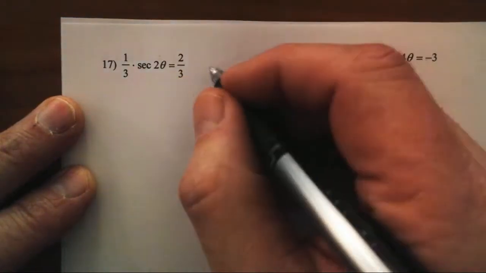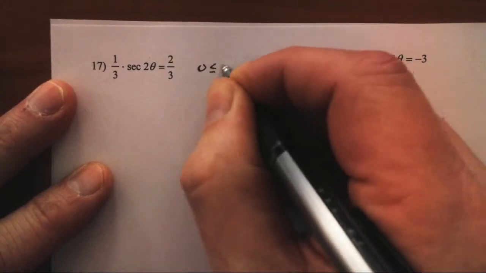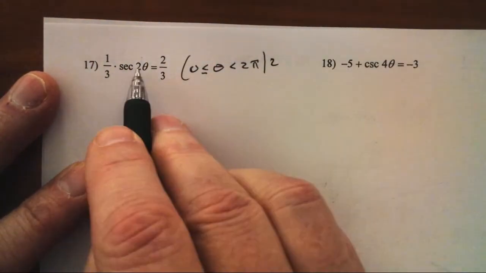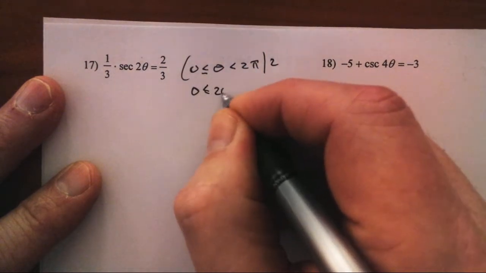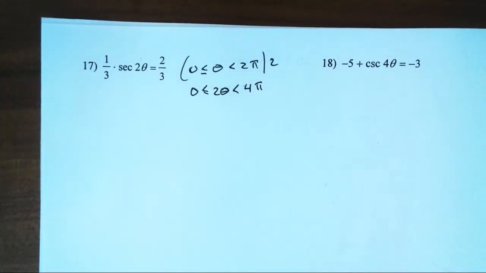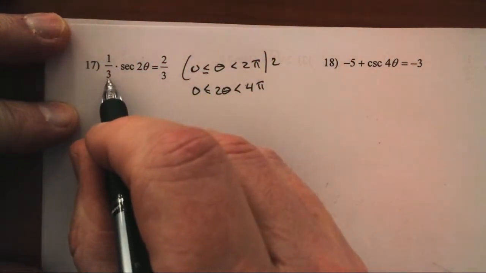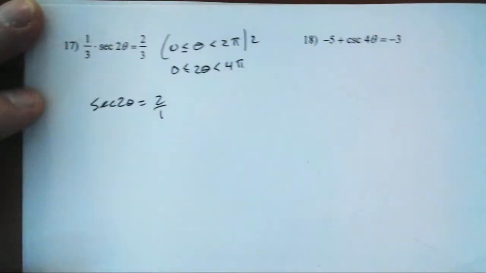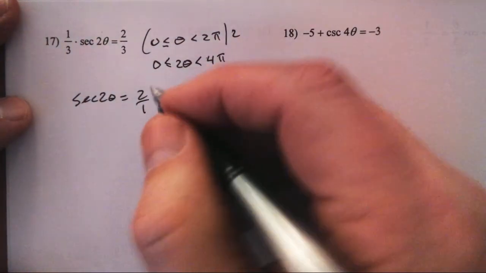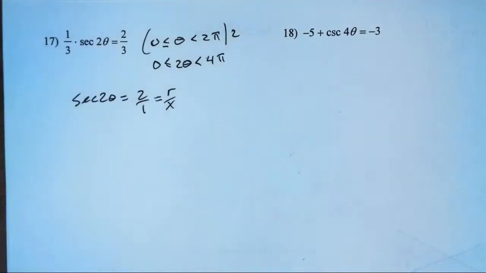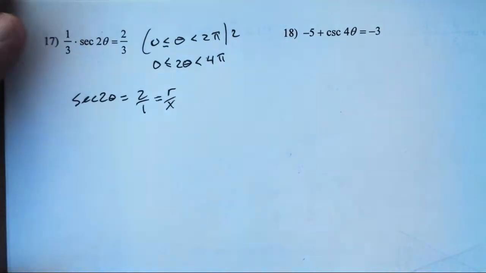Number 17. Okay, so 0 is less than or equal to theta, less than 2 pi, is our range of answers, but I want to be talking about 2 theta for now. 0 less than or equal to 2 theta, less than 4 pi. How many answers would we expect? Probably 4. Could be 2 if it's quadrantal. Okay, so if I multiply both sides by 3, I get secant of 2 theta equals 2. That's 2 on 1, and our 2 a.m. wake-up call for secant, 1, 2, 3. It's r on x. When is r 2? When x is, oh yeah, that's a 1, square root of 3, 2. That's a 30, 60, 90. x is the short side.